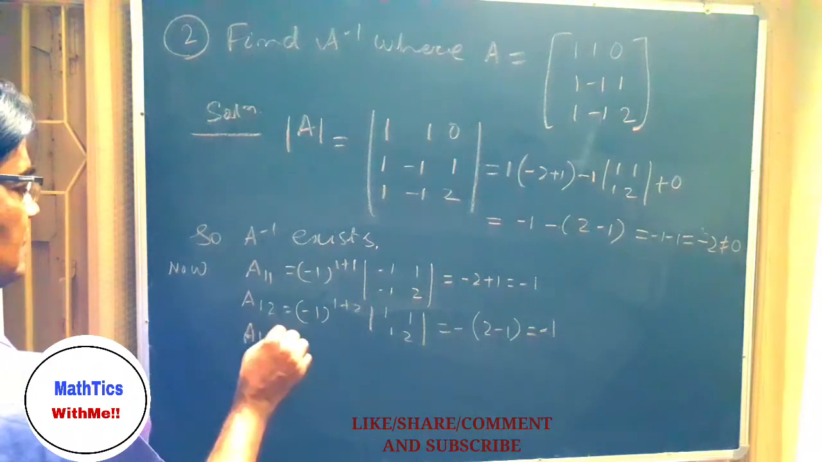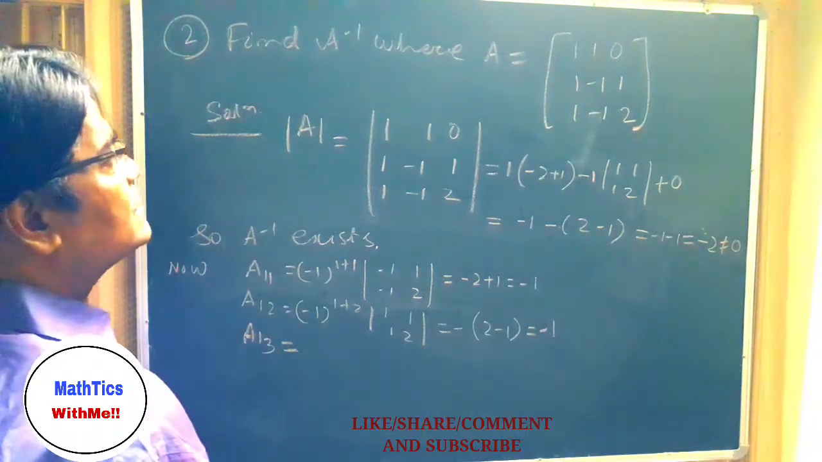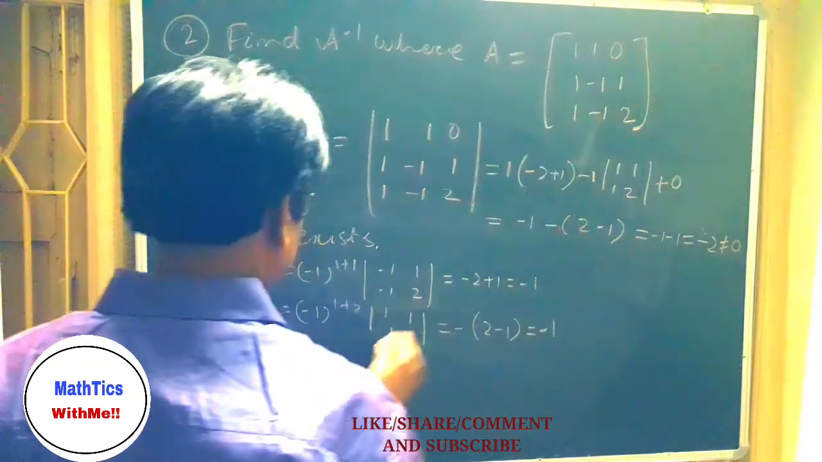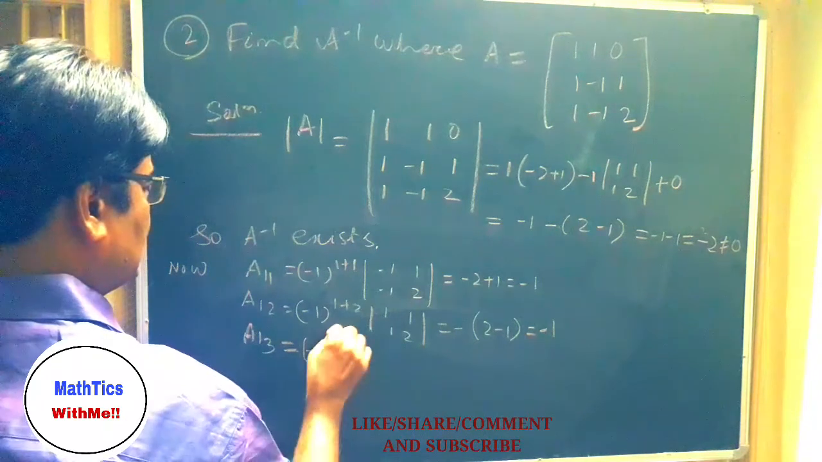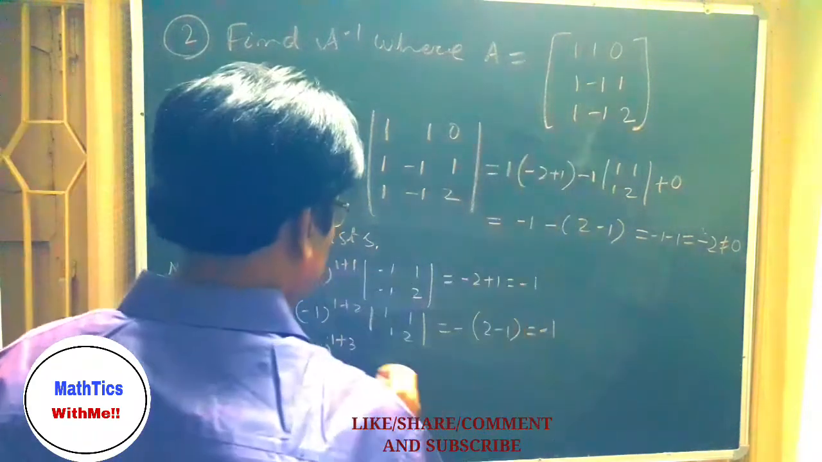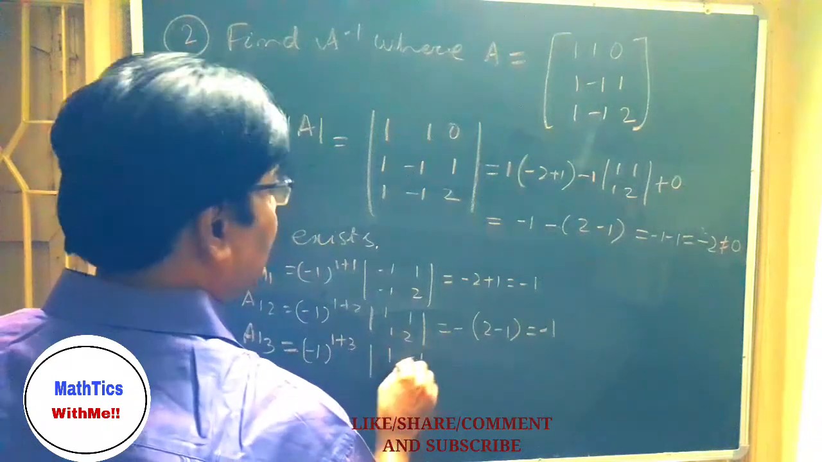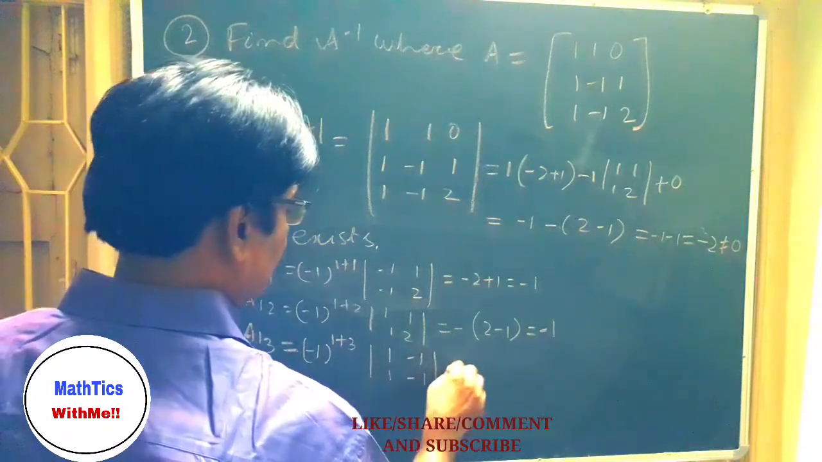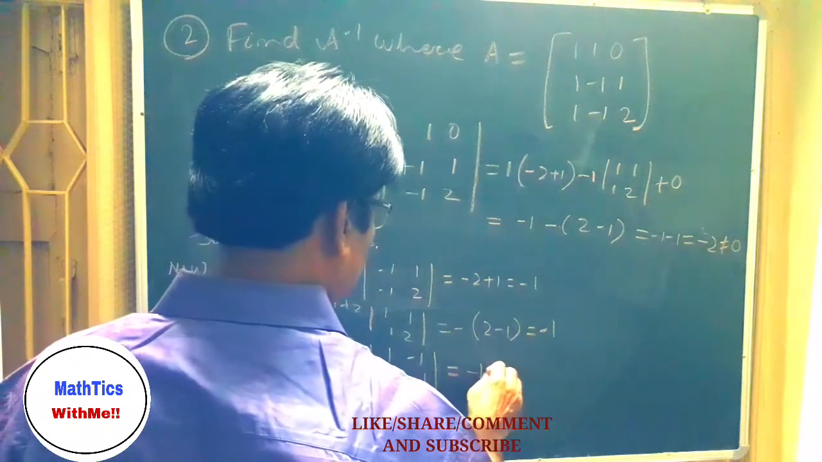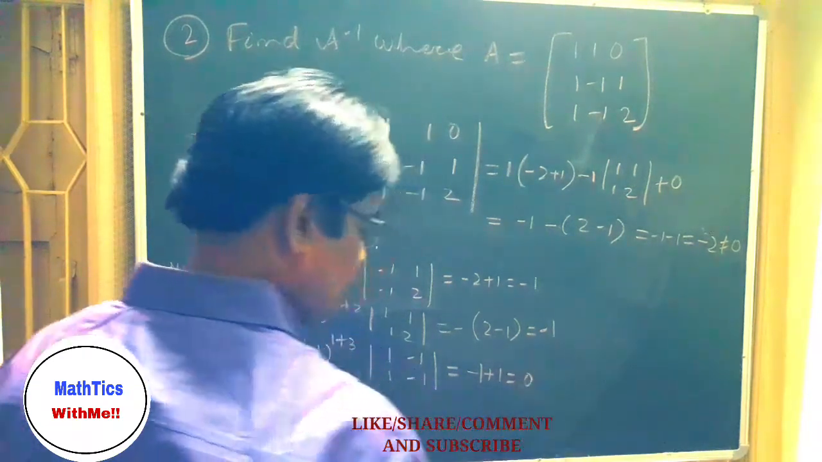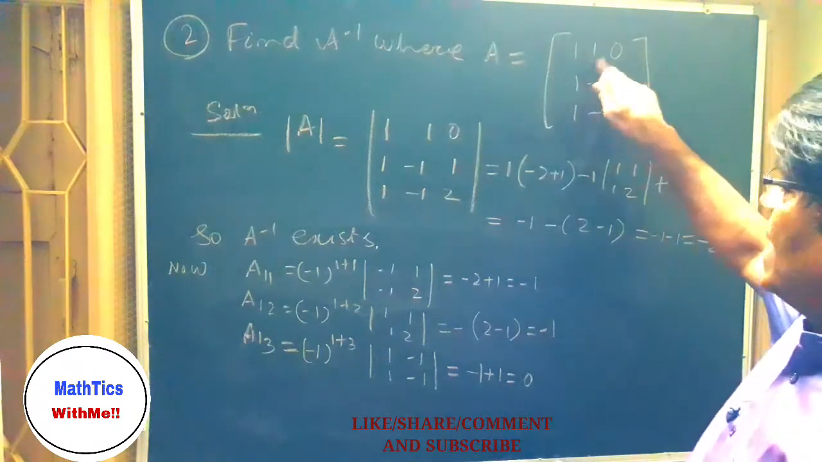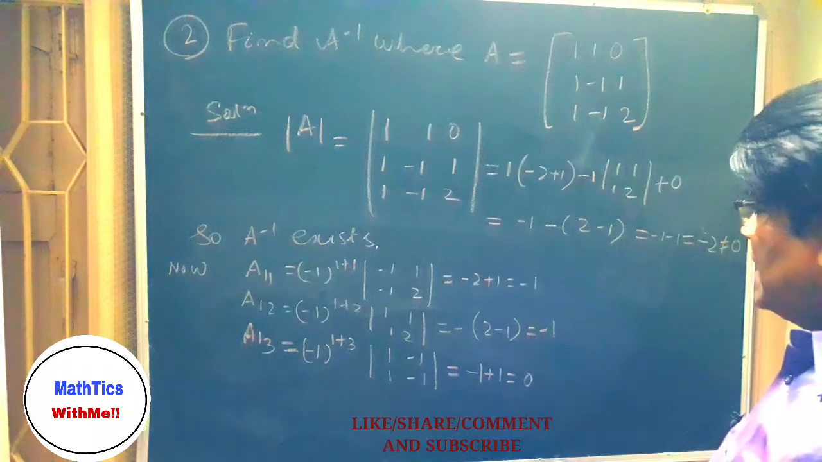A13, the cofactor of this element, minus 1 to the power 1 plus 3. This is positive. This is 1 minus 1, 1 minus 1, which is equal to minus 1 plus 1, which is 0. So we are getting the cofactor of the first row: minus 1, minus 1, 0.